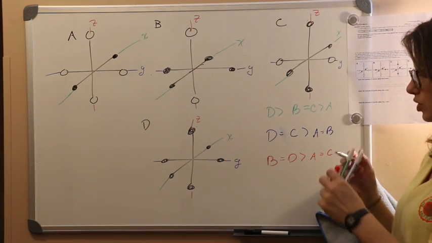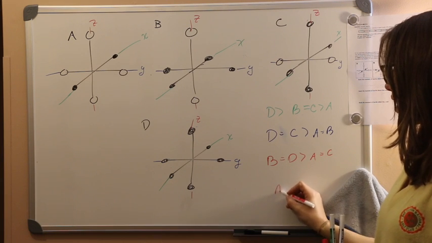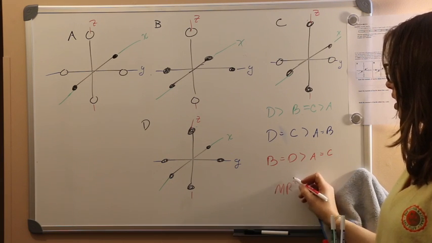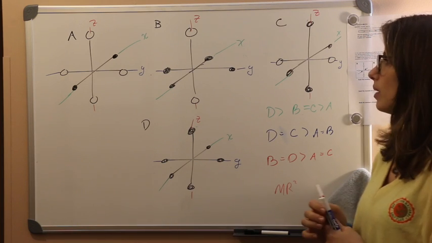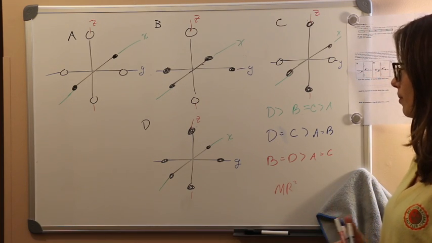So those are our moment of inertia rankings, just looking at the MR squareds that are active in the situation. And the heavy ones are counting for more M, giving it a bigger I.